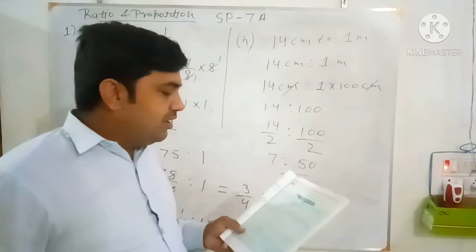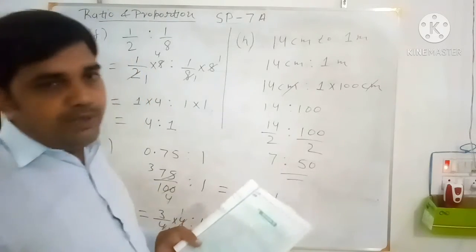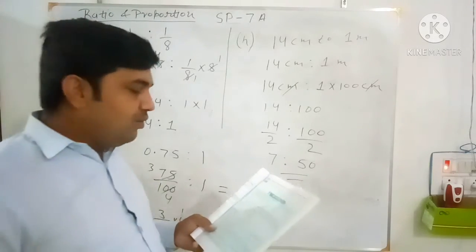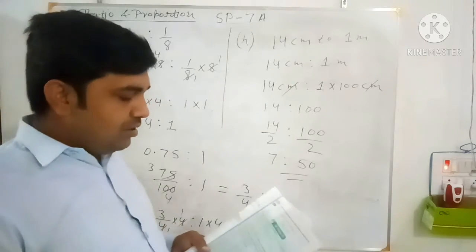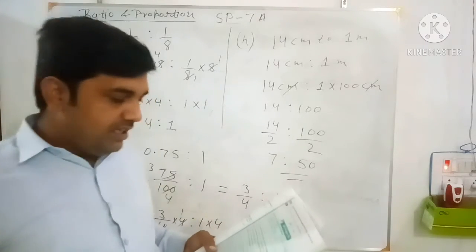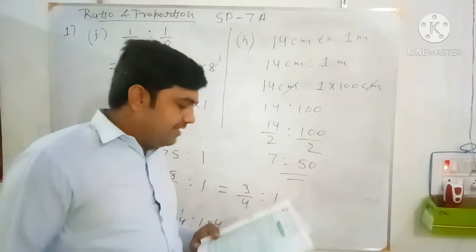Similarly, in J, 15 meter to 1 kilometer, here the units are different. So first you convert the kilometer into meter. 1 kilometer equals 1000 meter, so multiply the kilometer by 1000. So it will become 15 meters to 1000 meter. Now the units are same, so meter will be cancelled.